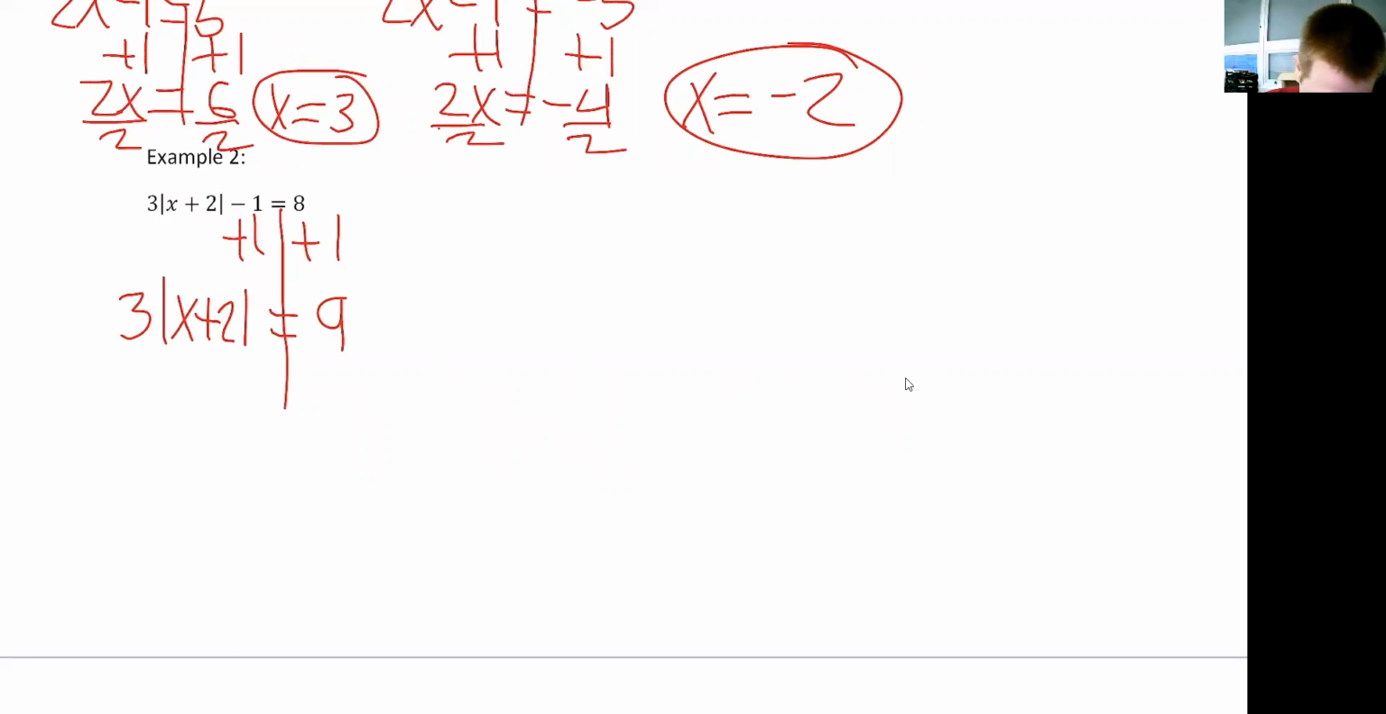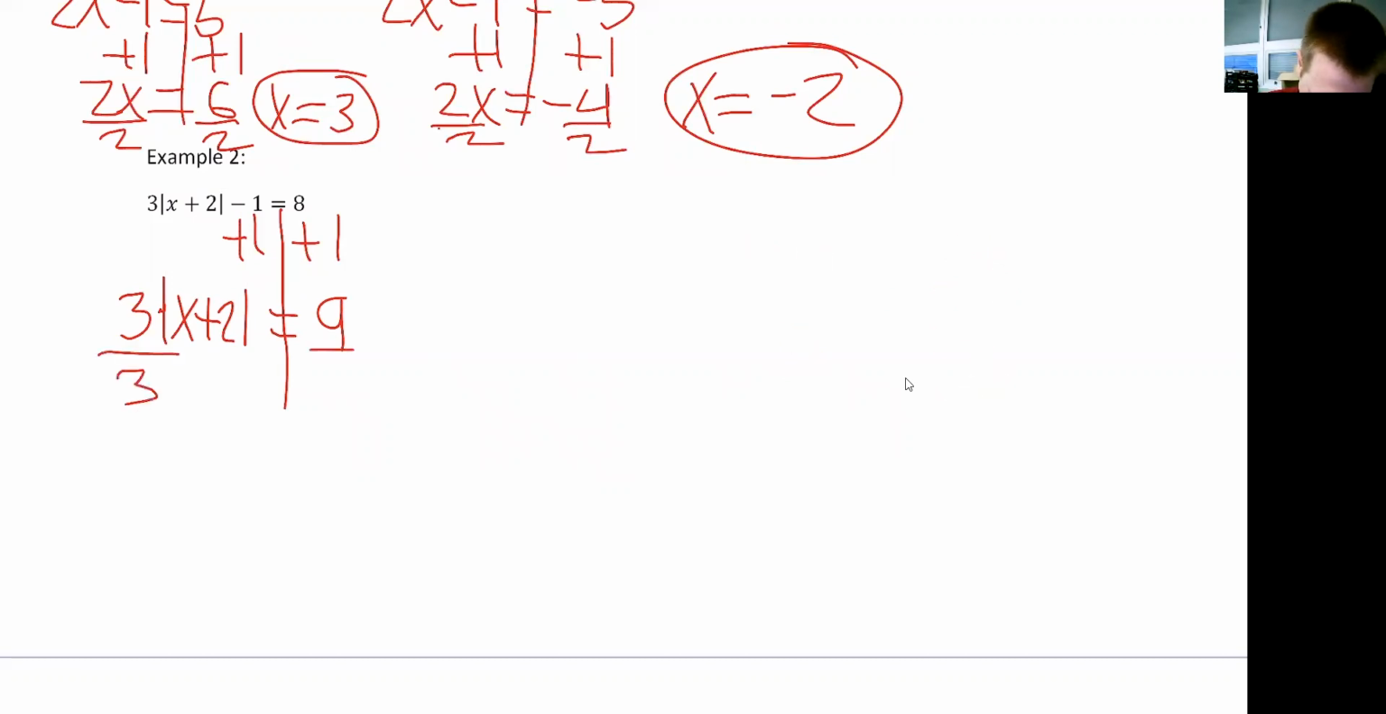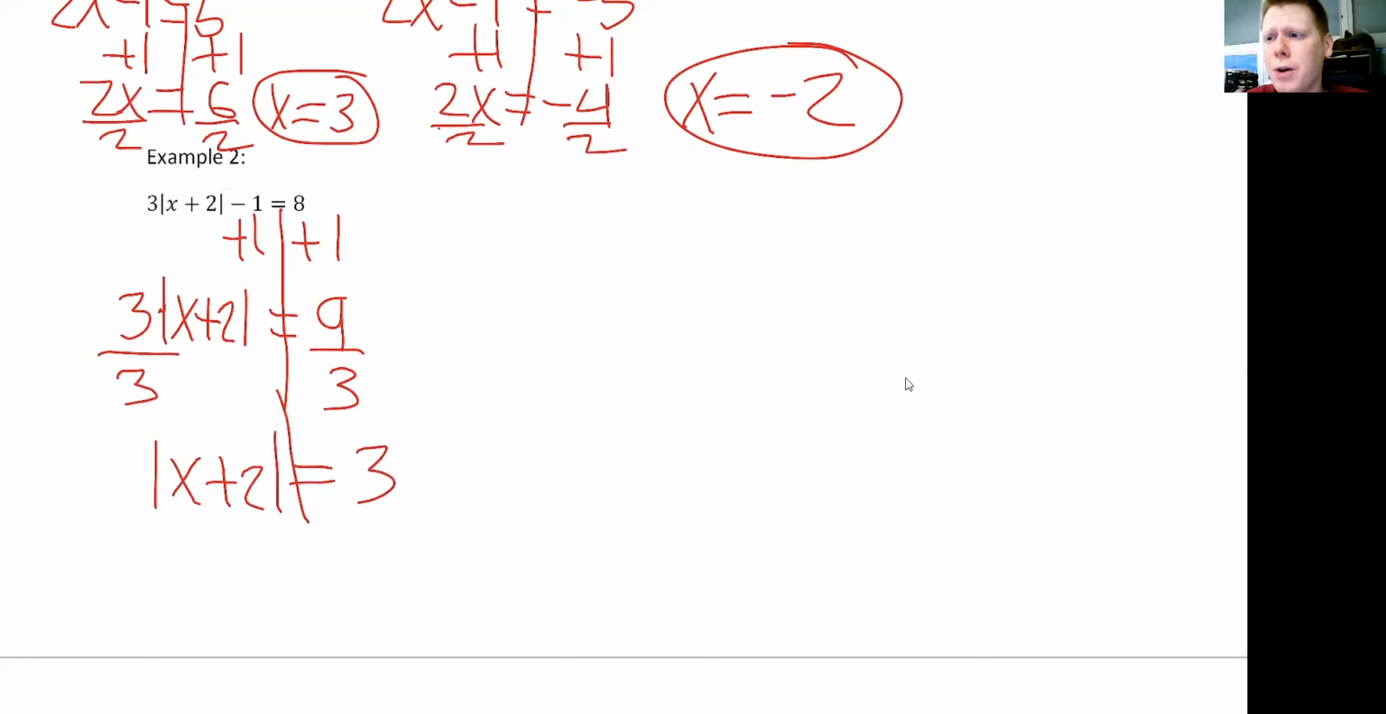So if you have a number in front, it's similar to if you just had 3x equals a number. To get rid of that 3, you're going to divide. Same situation with this absolute value. To get rid of that 3, we're going to divide both sides. So we would just have the absolute value of x plus 2 equals 3. And now that we've got the absolute value part by itself, we're going to split it into two separate equations like we did in our first example.